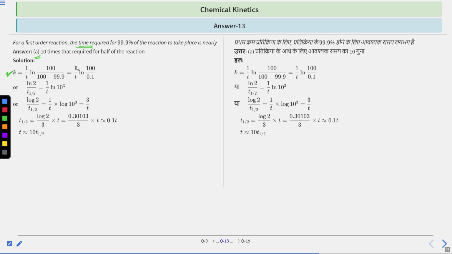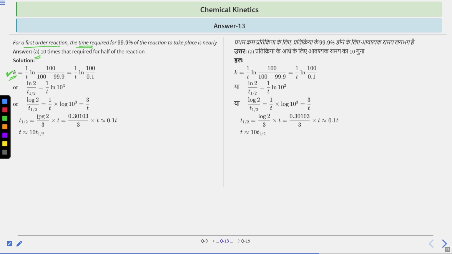So it will be 1 by T ln 100 upon 0.1, and K we can write for the first order reaction as equal to ln 2 divided by T half. Basically, T half is ln 2 by K. So you can write K is equal to ln 2 by T half for a first order reaction. So ln 2 by T half is equal to 1 by T ln, and here it will come 10 to the power 3. Now we just take the log on both sides.